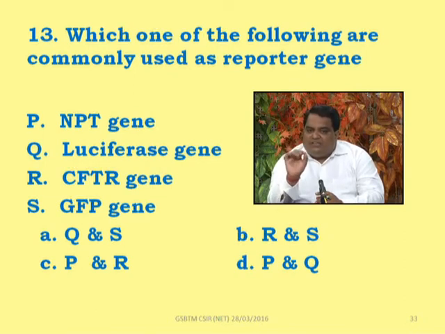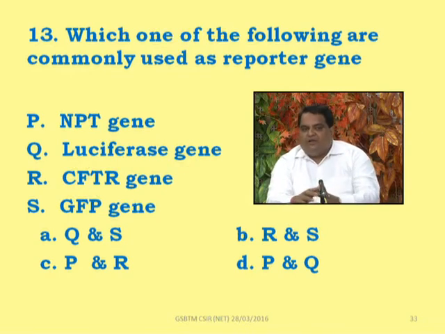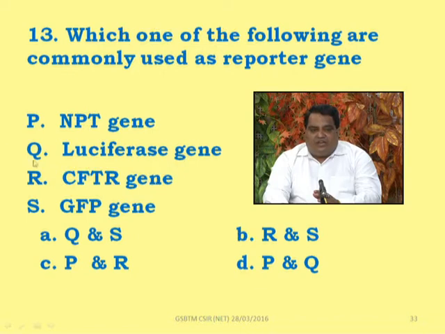Reporter genes are one of the marker type genes which reveal the integration of foreign DNA into the genome. Which of the following are commonly used as a reporter gene? NPT, neomycin phosphotransferase gene, is not a reporter gene, it's a selectable marker gene. Then luciferase, of course, the lux gene, can be used for confirmation of foreign genes integrated into the eukaryotic genomes.